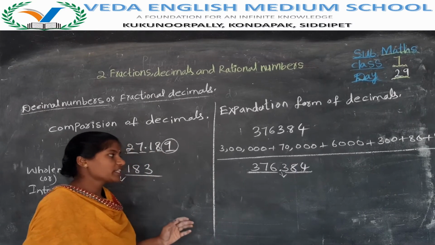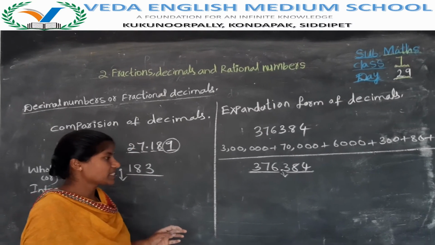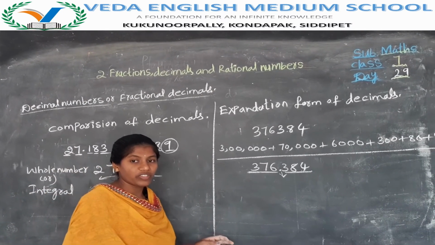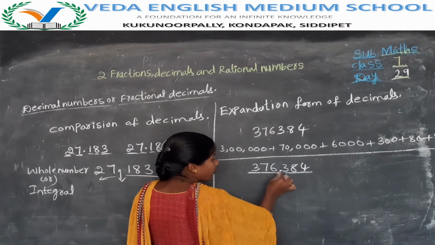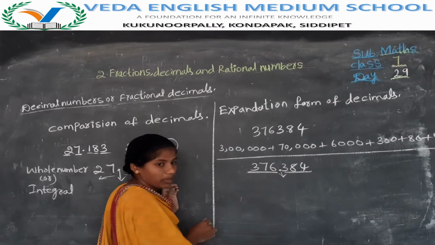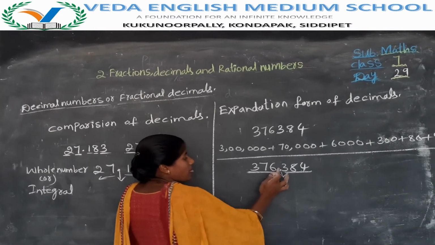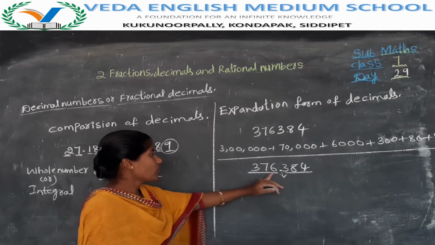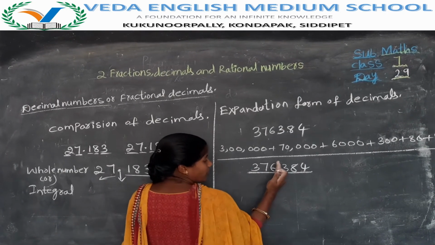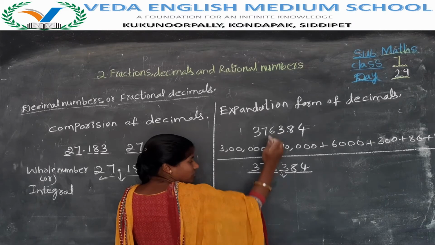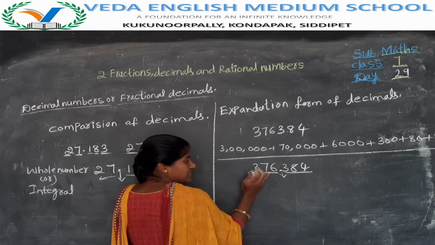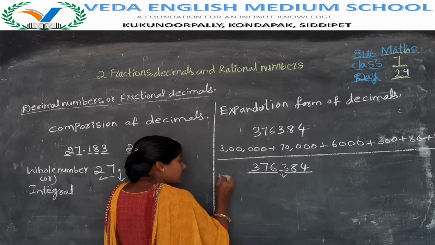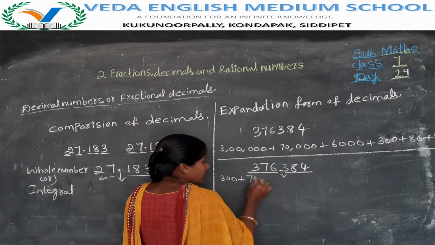Then how to write the expanded form for this number 376.384? To write the expanded form of this number, first of all, before the point it is the whole number part. For the whole number part, it is ones, tens, hundreds. In the whole number part, place values go from right side to left side. Here also the same, right to left: ones, tens, hundreds. So what is the expanded form of the whole number part 376? 300 plus 70 plus 6.